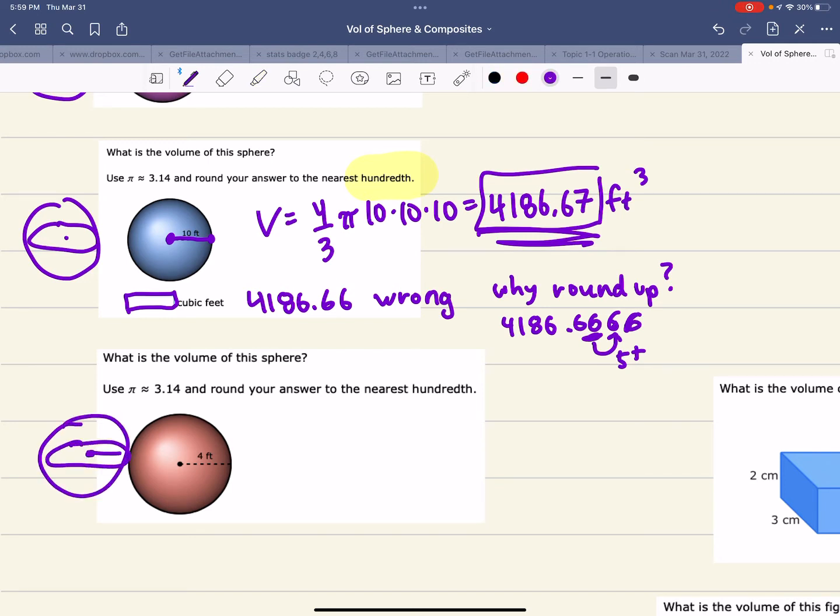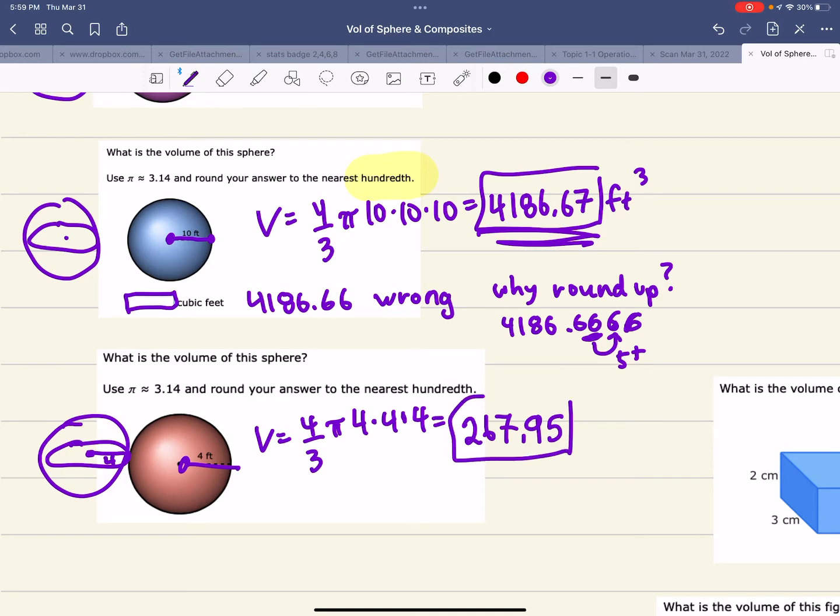All right, one more sphere. If we had a sphere and the radius was 4, then this would be 4/3 pi 4 times 4 times 4. Pretty redundant here. And I get 267.95.